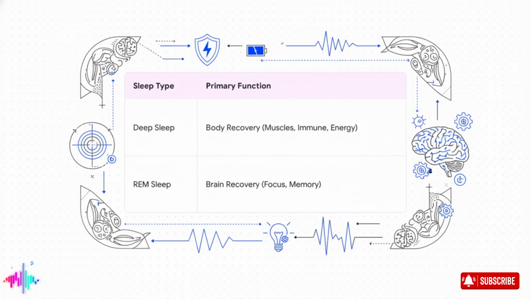Deep sleep, that's for your physical restoration. We're talking rebuilding muscle, reinforcing your immune system, recharging cellular energy. Then you have REM sleep. That's for your mental restoration, consolidating memories, boosting creativity, sharpening your focus. So an efficient night's sleep is simply one that is absolutely packed, dense, with these two critical phases.